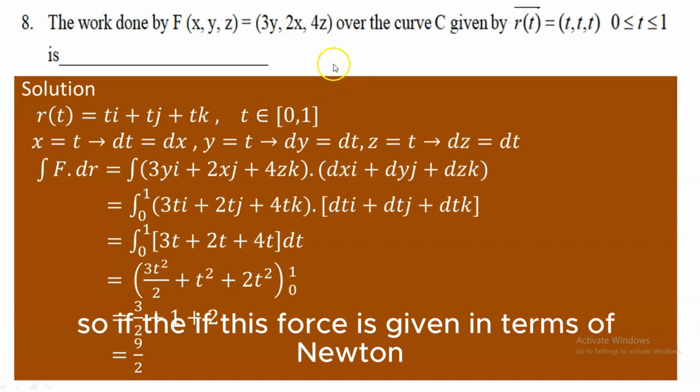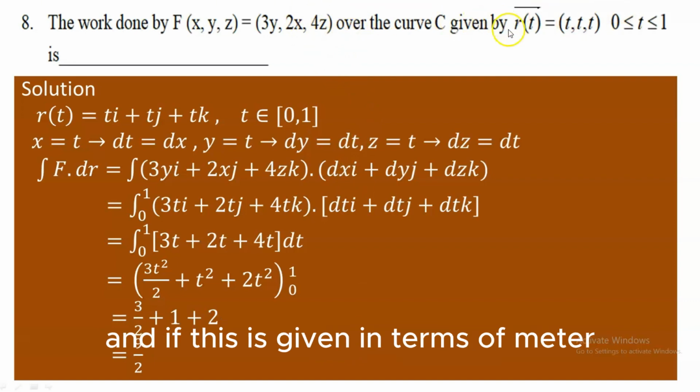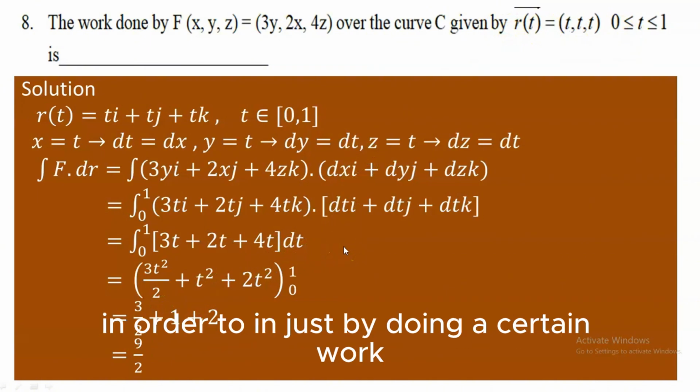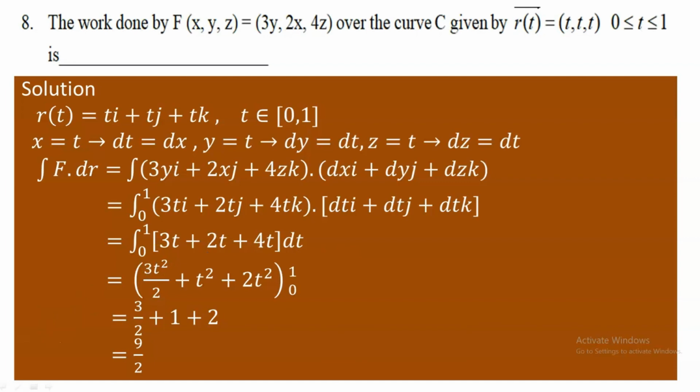So if this force is given in terms of Newton and if this is given in terms of meter, this much amount of joule is going to be done by the force, just by doing a certain work.